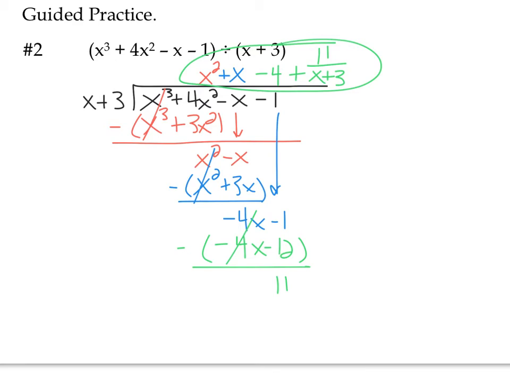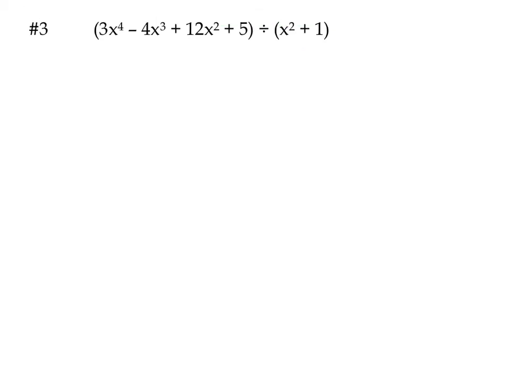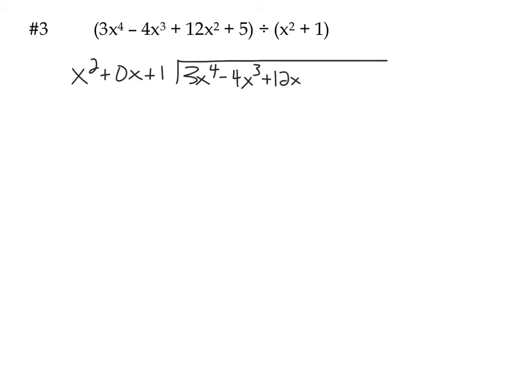All right. Let's see. One more here. All right, so we got one more example. When you are setting up the division here, x squared plus 0x plus 1. We have to account for that missing term. Don't forget that. Then we have 3x to the 4th minus 4x to the 3rd plus 12x squared plus 0x plus 5. So in both of these cases, in x squared plus 1, there's a 0x that I need to account for. Here, there's a 0x I need to account for. I can't just leave those missing.